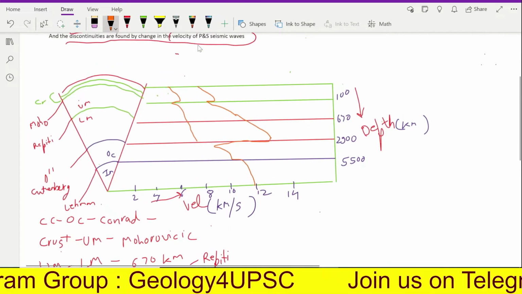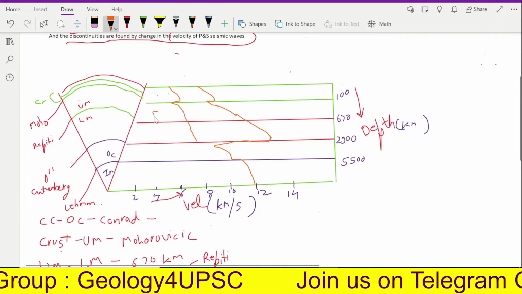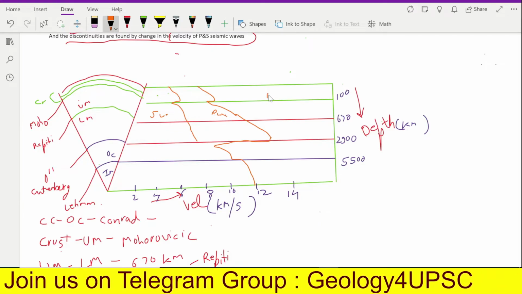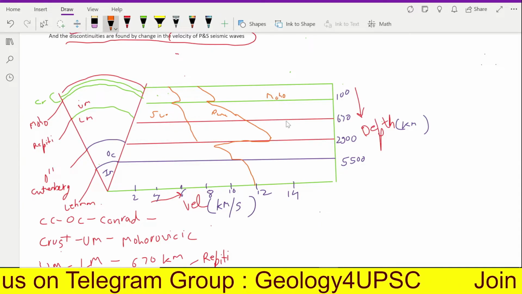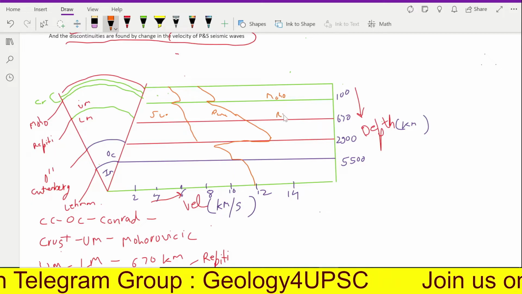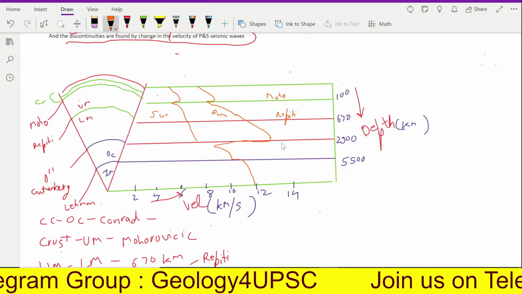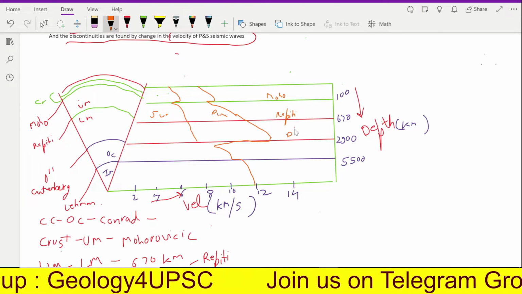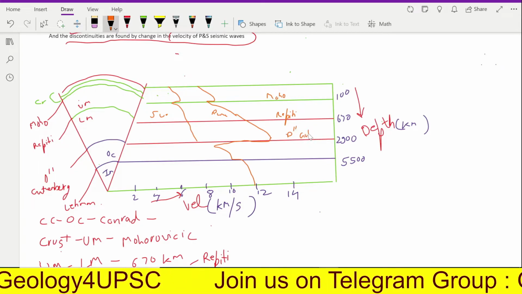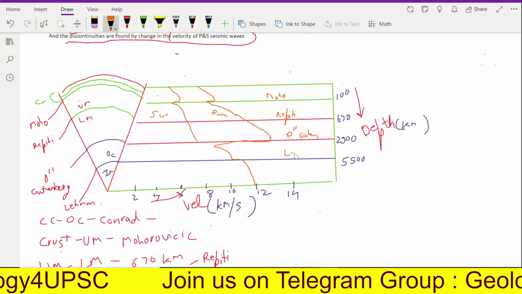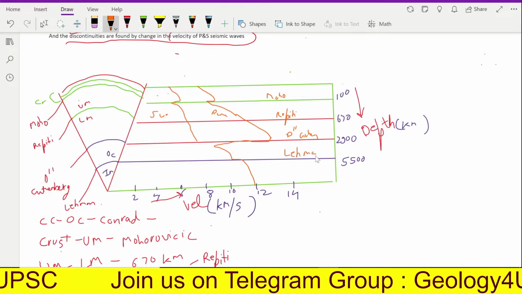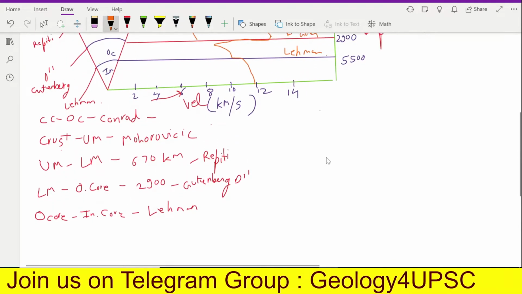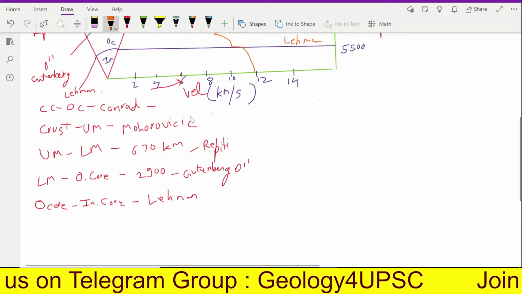So you have to label all of them. You have to write S wave and P wave. This is the Moho, this is your Repetti, this is your D double dash Gutenberg, this is your Lehmann. Okay, now the figure is done, and now you'll be writing about all of them.